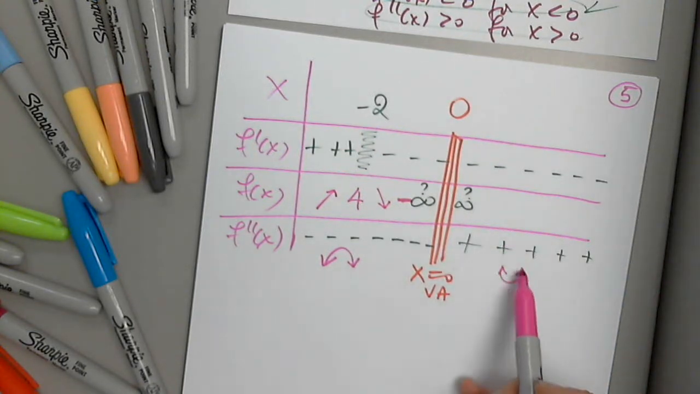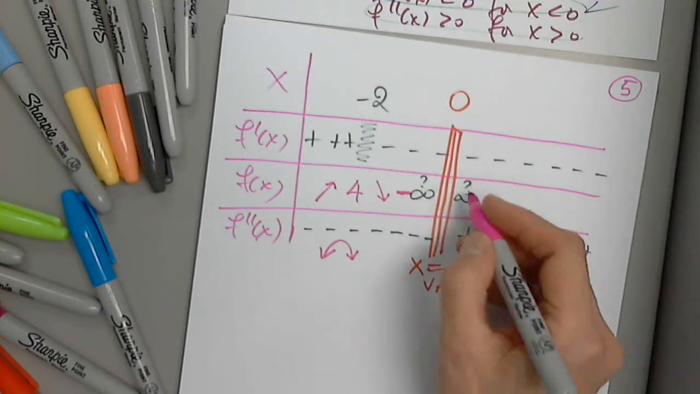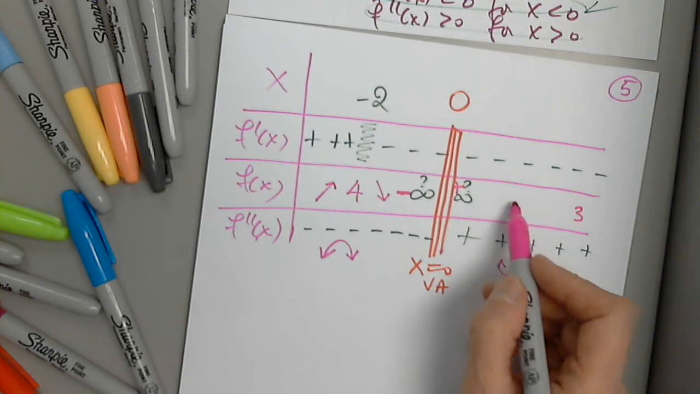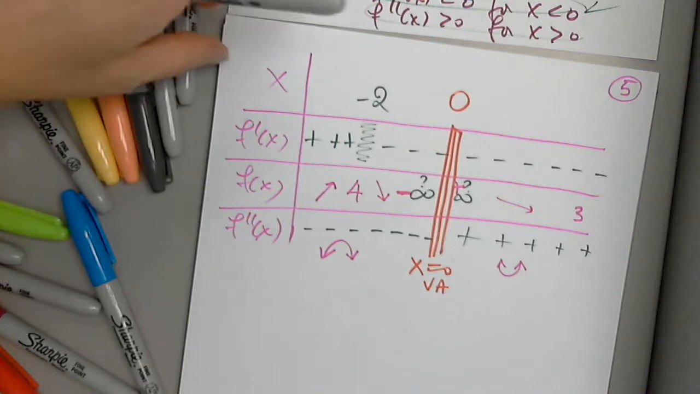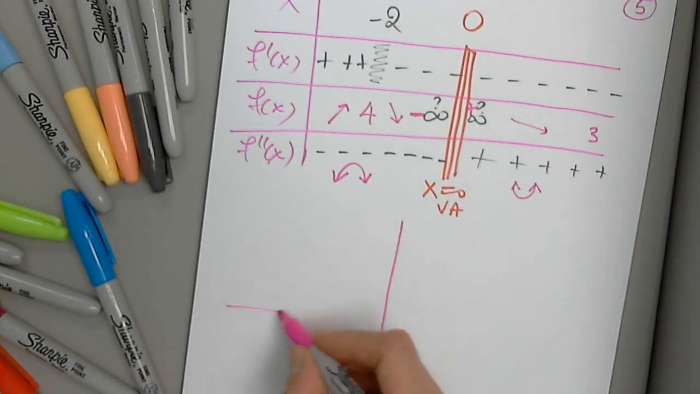Here, the function is opening upward. It's decreasing. It must be coming from positive infinity. I'm going to make this 3. So it's decreasing towards 3. From positive infinity to 3, and it opens upward. And now I have everything I need to graph an example of such a function.